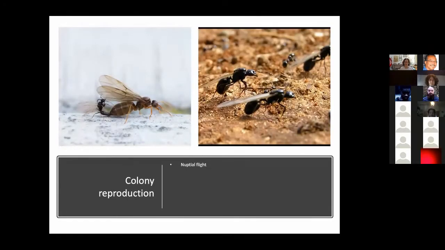Okay, so these queens would often go out flying on a nuptial flight to find new nests, and that's how you get new ant colonies.